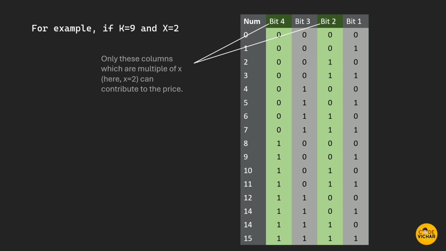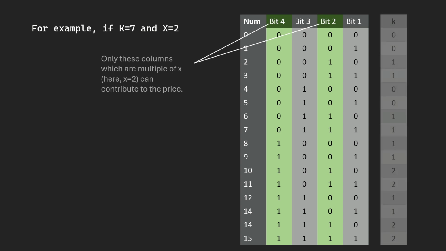Let us calculate the price of each number corresponding to them. Here it is not k, it should be price. Let us check for any random number. Like here it is 1 and it is 0, so the price of 9 is 1. And here for 14, it is 1 1, so its price is 2. In this way we have calculated the price of every number.